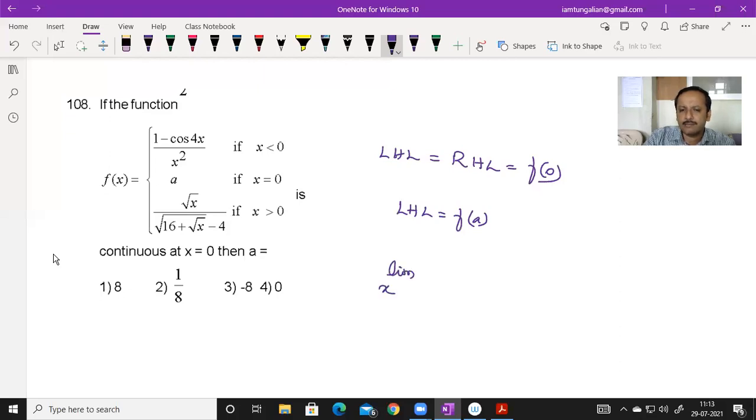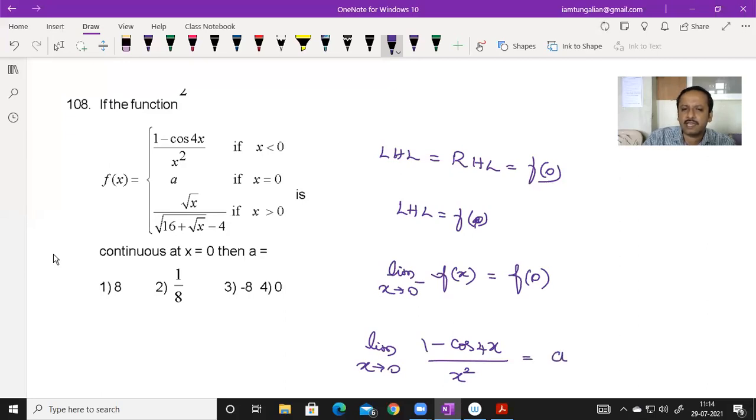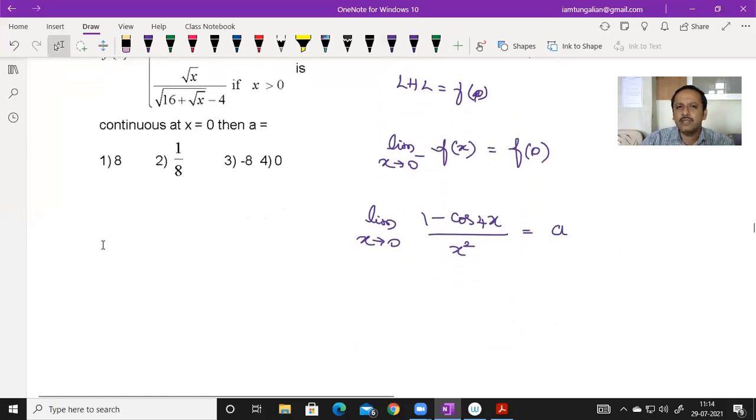So the limit as x tends to 0 minus of f(x) is equal to f(0). The left hand limit is (1 - cos 4x) / x^2, equal to f(0), which is a. That value only we have to find. Limit as x tends to 0 of (1 - cos 4x). If I directly apply the limit, I get cos 0, which is 1. 1 minus 1 is 0, divided by x^2, which at x = 0 is also 0. 0 by 0 is an indeterminate form.